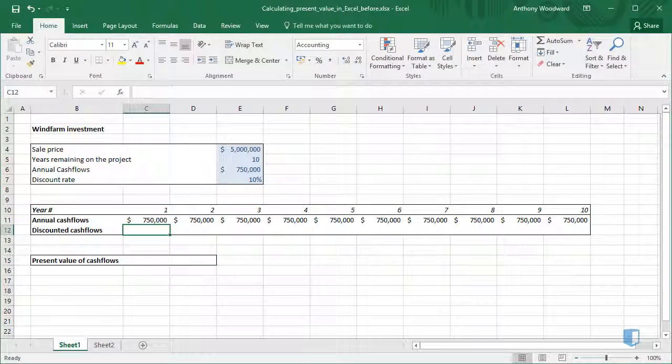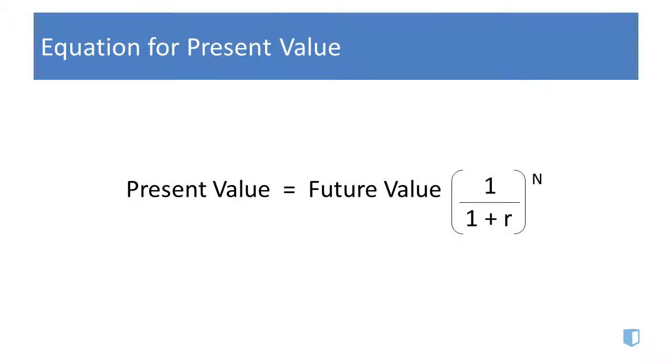Next, I'll discount each of these cash flows, and to do this, I'll return to my previous formula. And from the formula, I'll simply divide the cash flow by 1 plus the discount rate, all to the power of the number of years into the future that we received that cash flow.